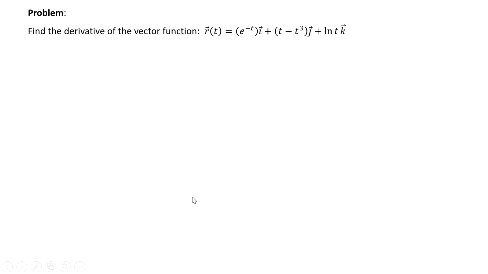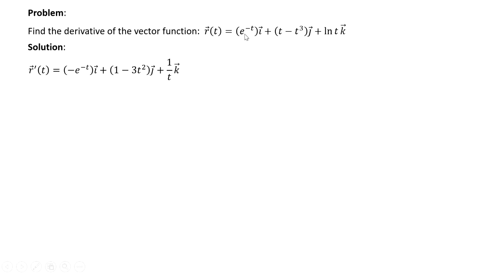Problem. I'll show you the GeoGebra thing at the end. Find the derivative of the vector function. I'm sure you'll be irritated with me. This is a ridiculously simple problem.